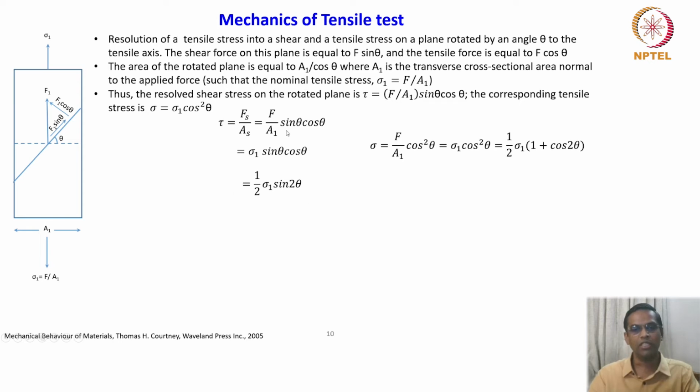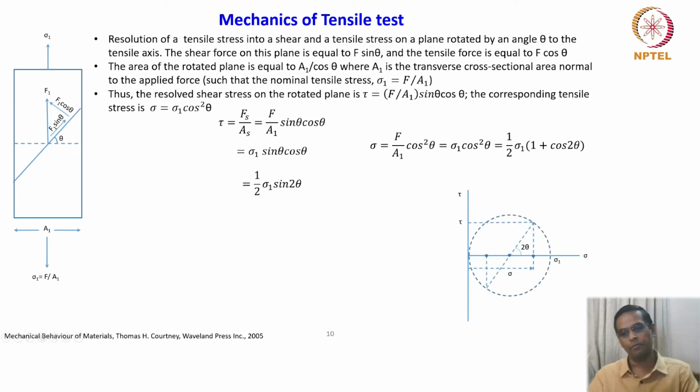So this is the shear stress, and the tensile stress is F by A1 cos squared theta, which is equal to sigma 1 cos squared theta, which can be rewritten like this: 1 by 2 times sigma 1 into (1 plus cos 2 theta). Okay, so this is from trigonometric identities. So we can now plot this in a Mohr circle to understand that concept again. This will again give an opportunity to recall what we have already learned.